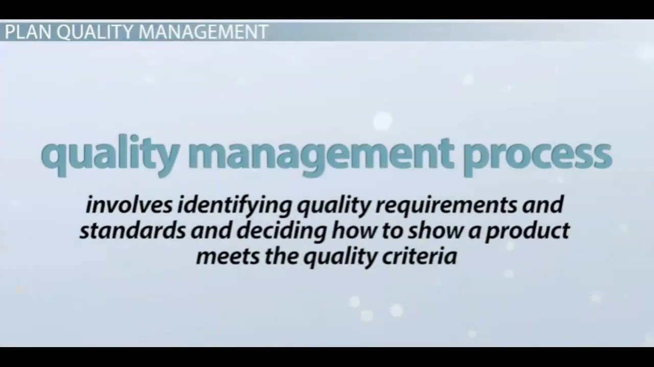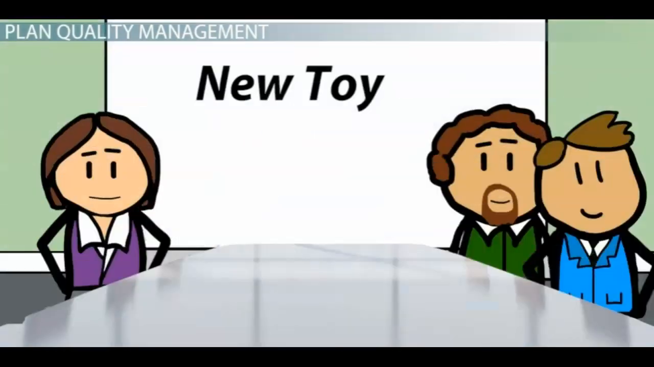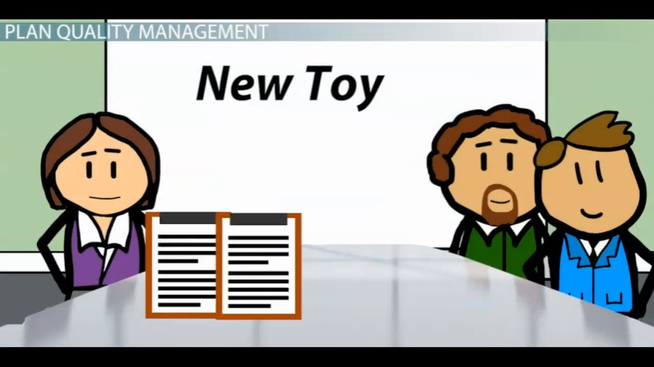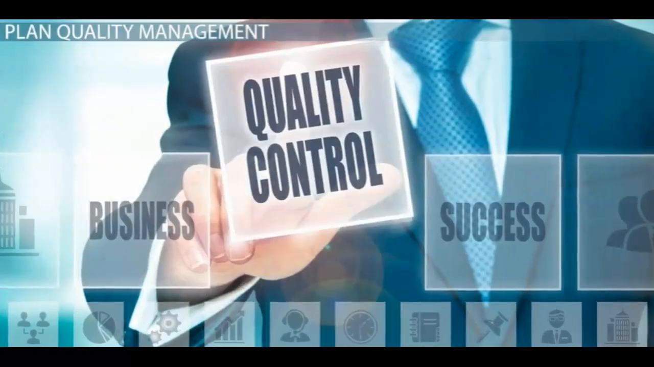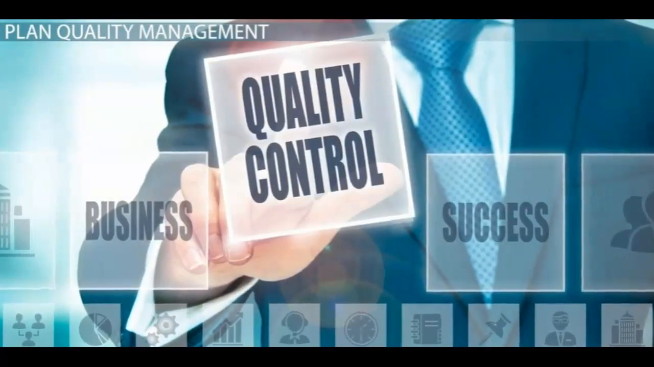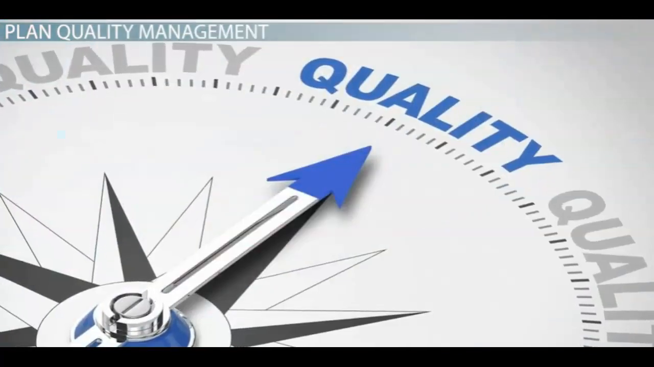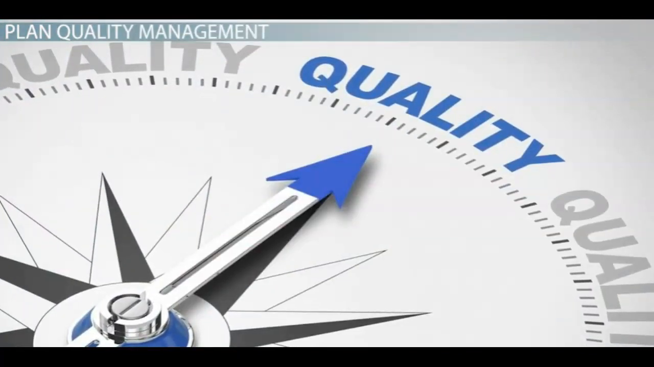The quality management process involves identifying quality requirements and standards and deciding how to show a product meets the quality criteria. At the end of the meeting, you're going to have a few documents as outputs, including your quality management plan, which defines the acceptable level of quality and how the project will ensure quality is met in the product and processes, and your quality metrics, which is an objective measure of the quality standards.